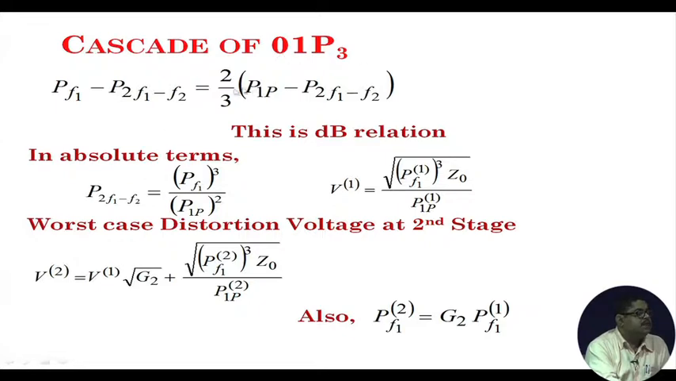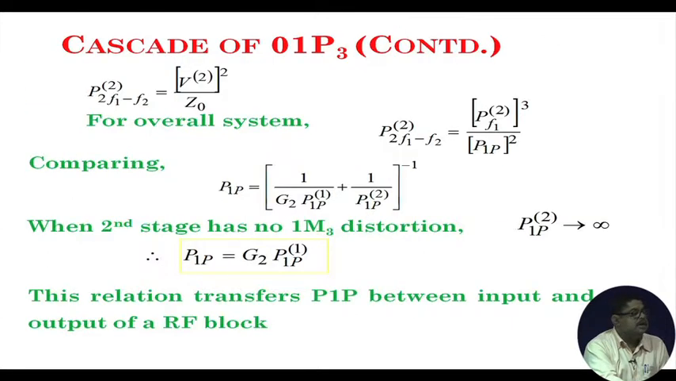Now, cascade of IP3. So, we know this is the dB relation, in absolute relation this is this. So, what is the voltage corresponding? I can relate that with a characteristic impedance Z0. From this I can find out the voltage. Worst case distortion voltage at second stage is this. Also, this is the power for the second stage.